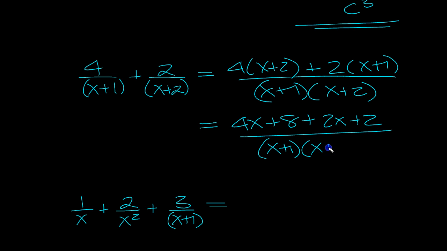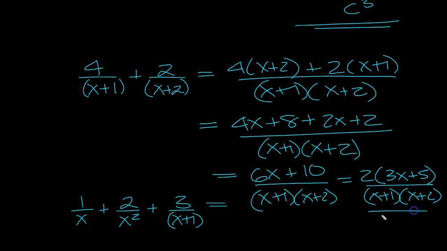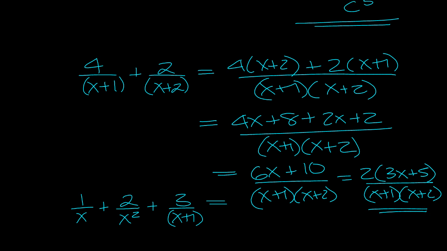We could expand the bracket if we wanted. So what we've got, 6x plus 8 and 2 is 10 over x plus 1, x plus 2. And you could take a 2 out as common, couldn't you? 2, so it would be 3x plus 5 over x plus 1, x plus 2. Okay, that's that one done.